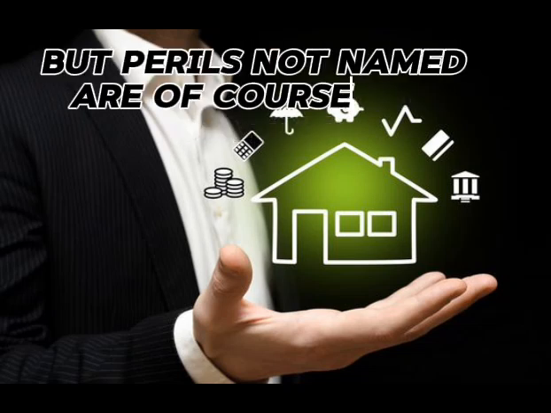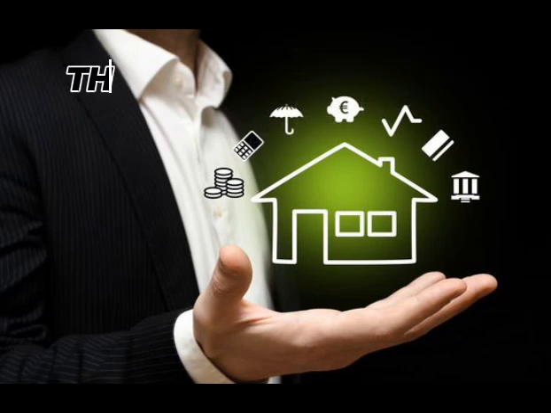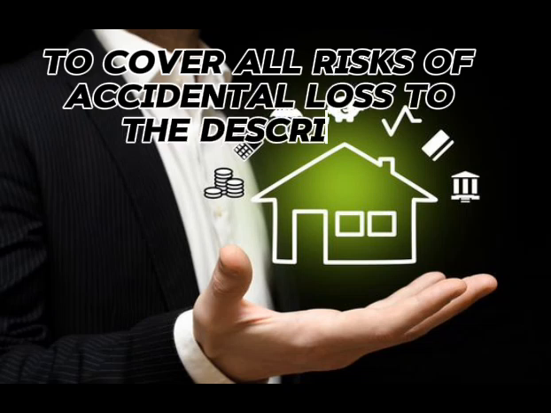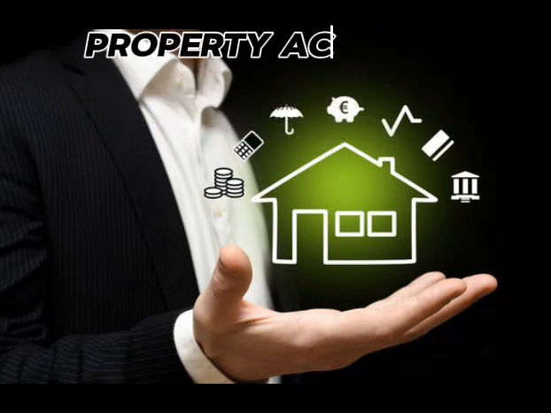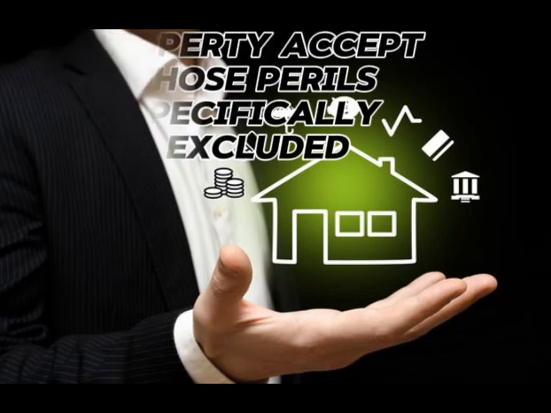Perils not named are, of course, not covered. The other type, all risk, states that it is the insurer's intention to cover all risks of accidental loss to the described property except those perils specifically excluded.